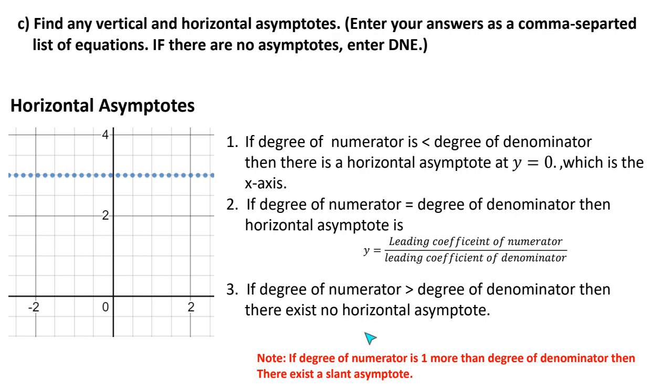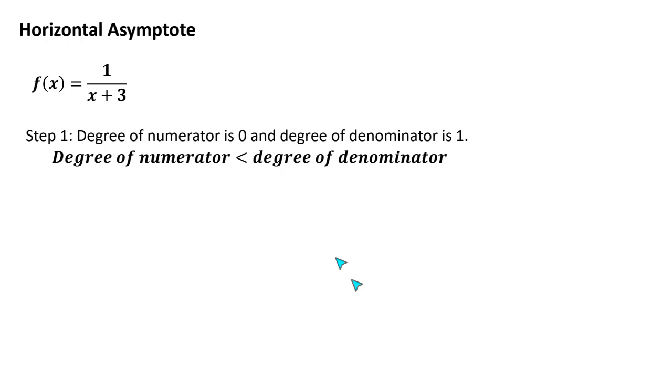And if that's the case, then you also want to check if there is any slant asymptotes. And to check for that, that means that the degree of the numerator would have to be one more than the degree of the denominator. So I think later on we'll see an example of that. So back to our problem.